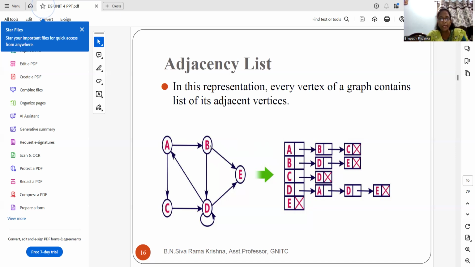Next, take the vertex B. We have the connection B to D. Next, D to E. So we are representing B to D and D to E. Next, C. We have an edge from C to D. We don't have any vertex connecting to C. Next, D. D to A, we have an edge. D to E, we have an edge. So we'll represent it with D to A as well as D to E. Next, E. We don't have any vertex which is going through E. This is the representation of a graph in the adjacency list representation.